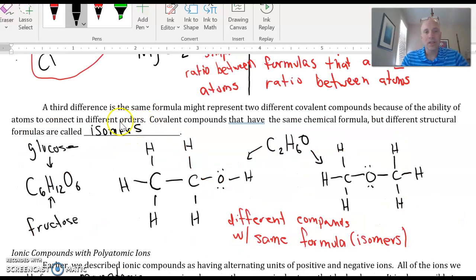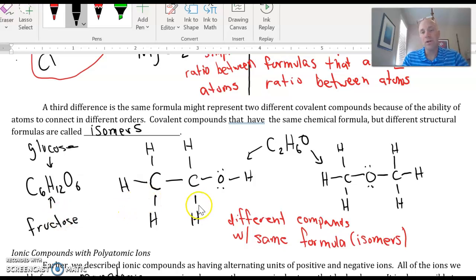A last difference is that in covalent compounds, sometimes you can have 2 different compounds that happen to have the exact same formula. The name for those types of compounds is isomers. For example, you've probably heard of glucose before, but there's also this other type of sugar that you might have heard of, which is called fructose. Both of these have the exact same chemical formula, C6H12O6. That's because they have the same number of atoms. It's just that they're arranged in slightly different ways.